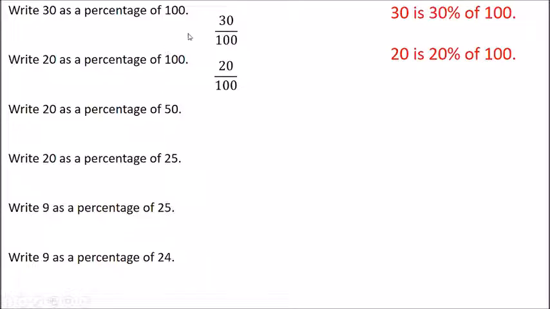But what happens when that denominator is not 100? Well, let's think about it. We have 20 per 50, but we don't want it out of 50. When we're thinking about percentages, we need it out of 100, because percent means per 100. So we need to find an equivalent fraction to 20 50ths where the denominator is 100.